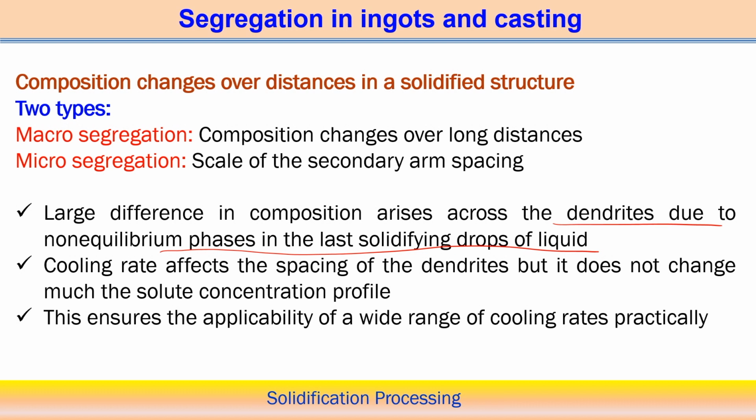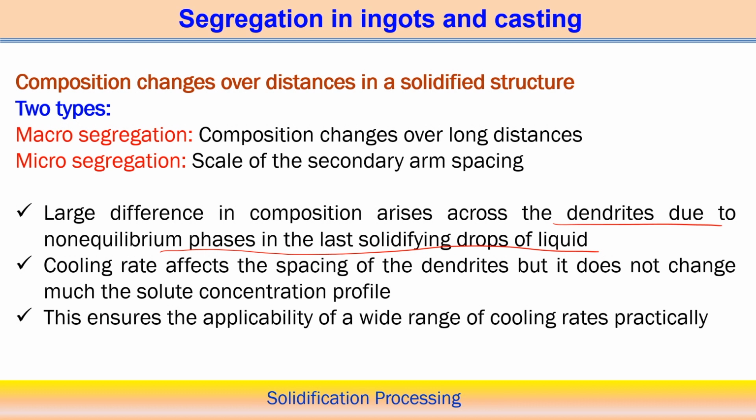In those cases, the cooling rate might not change the dendritic spacing too much, and it does not change the solid concentration much. Basically, the cooling rate only affects whether a finer or a coarser structure forms, that is, a finer dendritic arm or a coarser dendritic arm. That is only influenced by the cooling rate.